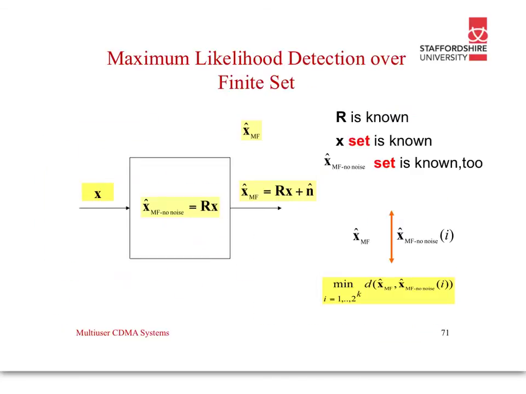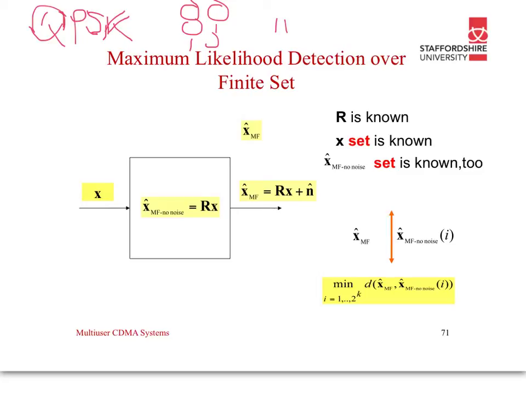So, maximum likelihood detection over a finite set. In our example, let's take QPSK. So we have 4 symbols: 00, 01, 10, 11.